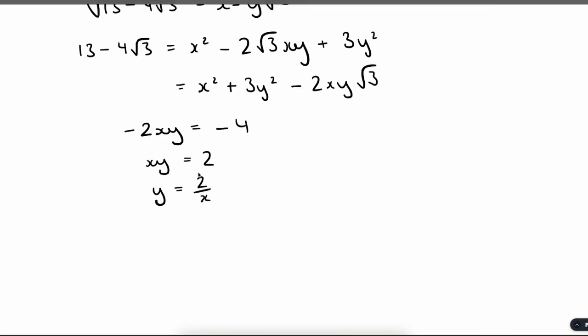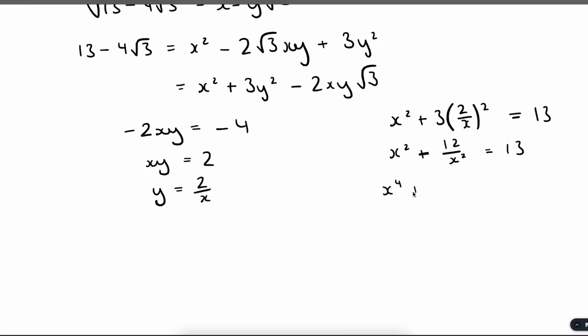So now when we're dealing with the other side, what we can do with the whole numbers is we can group those together. x squared plus 3, now y is 2 over x, so we'll sub in that, squared, equals 13. So x squared plus, this is going to make 12 over x squared, equals 13. Now I'm going to multiply everything by x squared, and you get a horrible, evil looking quartic equation, like that. Now we can subtract the 13x squared onto the other side, and there's really one way of doing this kind of quartic equation.